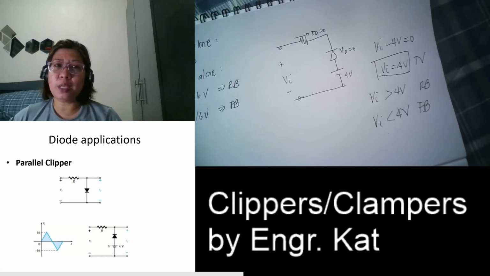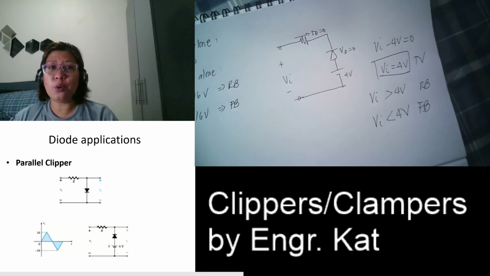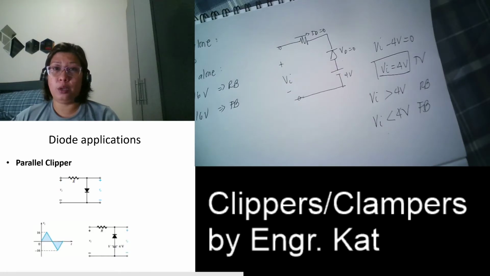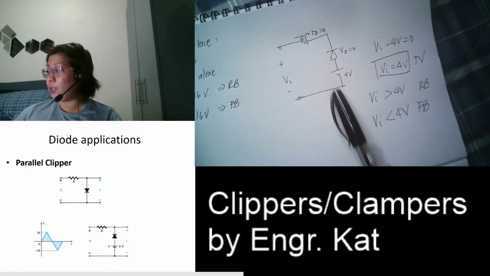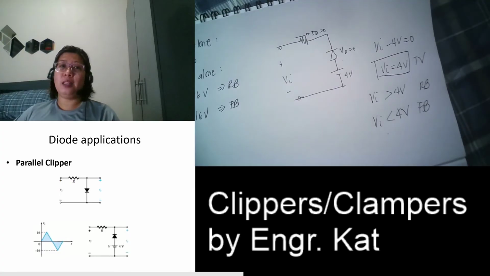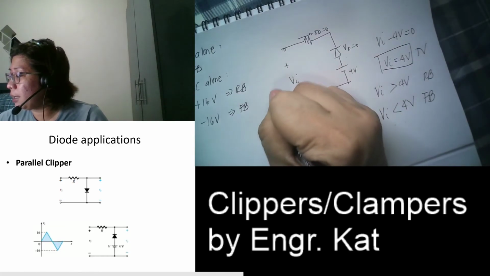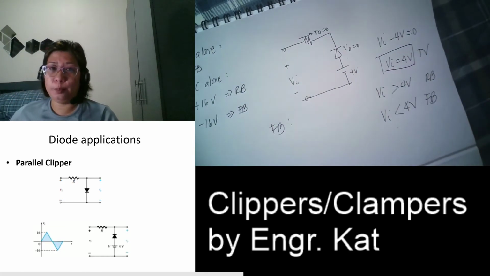So at the transition voltage, when your diode is on, it will be turned off. And when it is off, it will be turned on. So we just need these two. Okay? And then, the output.